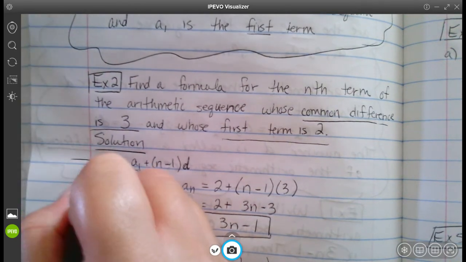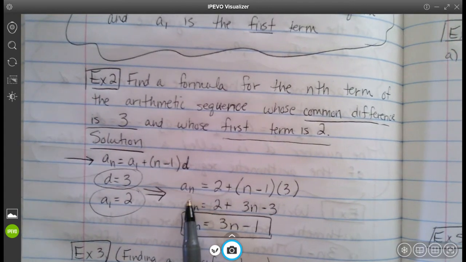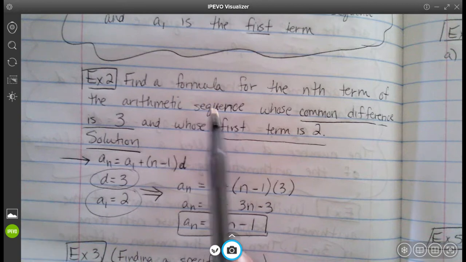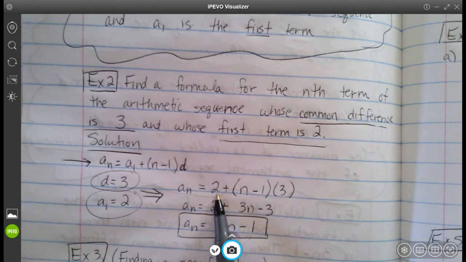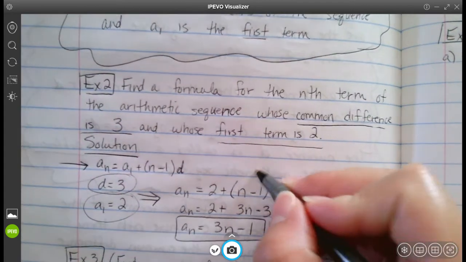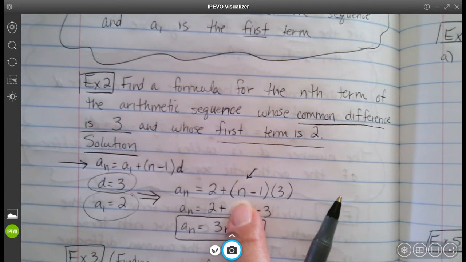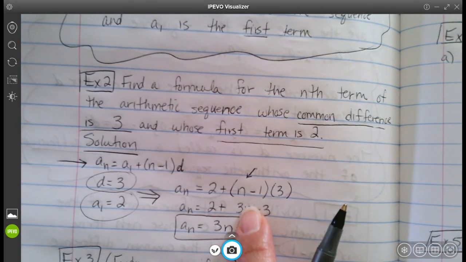Using the formula, all you have to do is plug everything in. A sub n is what we're looking for, the formula, so we leave it like that. Then we have our first term, 2, plus n. Be careful here, because people tend to want to put in the value of a sub n, or whatever number it is that we're looking for.